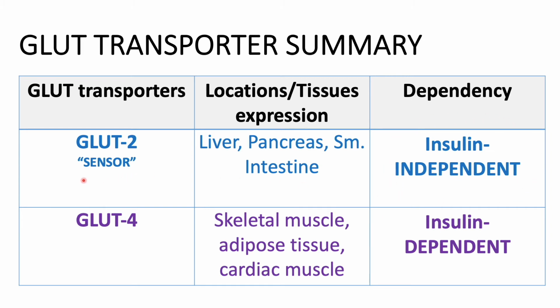They act more like sensors in that when our sugar levels are high, they are more active, which allows glucose to enter into the cell. On the other side, we have GLUT4 transporters. These are primarily in the skeletal muscle, the adipose tissue, or the fat cells, and cardiac muscle. And these are insulin dependent. They rely on insulin's mode of action. They rely on insulin to bind to its receptor in order for the GLUT4 transporter to be translocated into the cell membrane to allow glucose to enter into the cell.